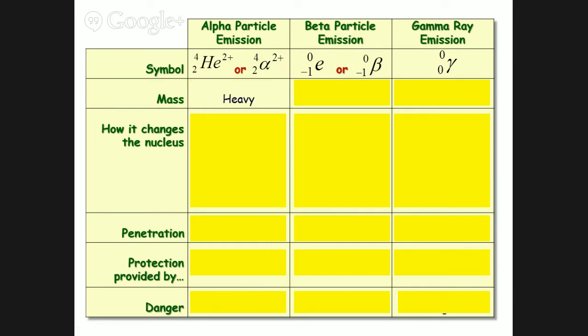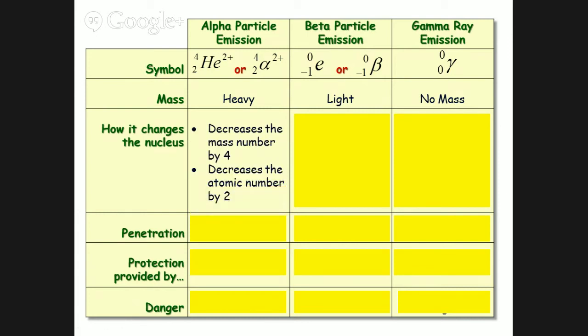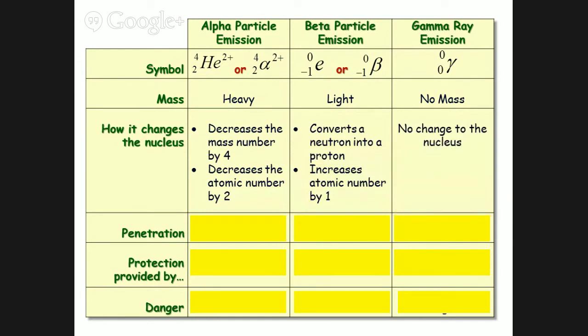In terms of their mass, basically all we care about is in relation to each other. The alpha particle is the heaviest, light particle for the beta. The gamma has no mass. This middle part is really the most important thing to keep straight. What does it do to the nucleus? Well, when an element has alpha radiation, basically it decreases the mass of the element by 4, and it decreases the atomic number by 2, so it literally turns into something else.